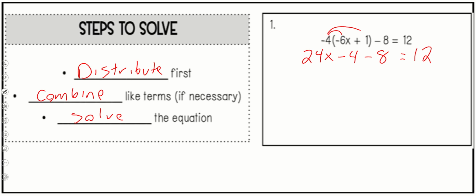Now we combine our like terms. My like terms in this case, I got minus 4 minus 8, sorry. Skipping ahead to the answer, 24x minus 4 minus 8, signs the same, we add. That makes a minus 12. Still equals 12.